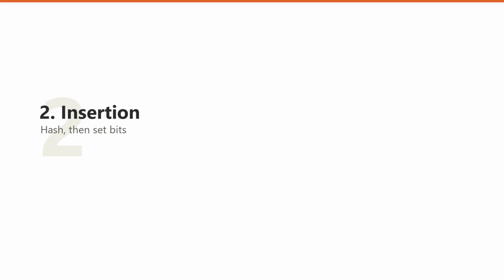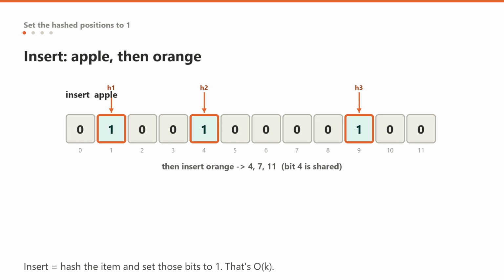Concept 2: insertion. Let's add our first elements and watch the bits flip. To insert the word apple, we run it through all 3 hash functions. Say they return positions 1, 4, and 9. We simply set those 3 bits to 1.